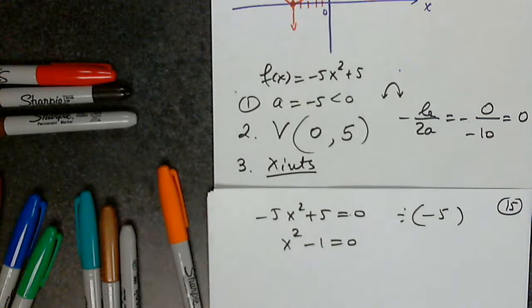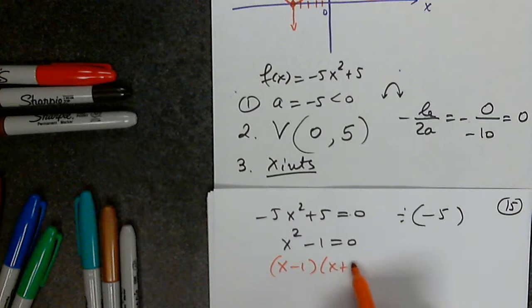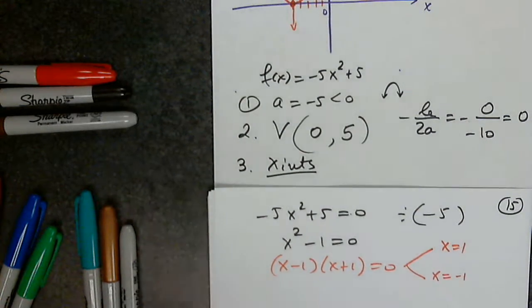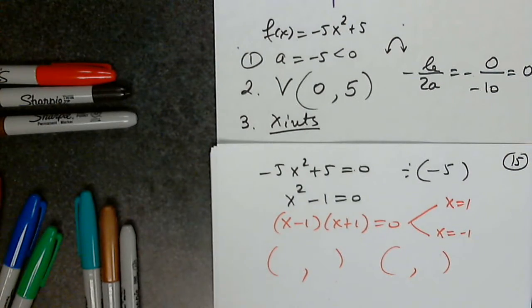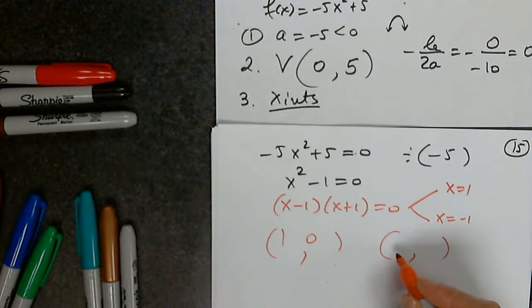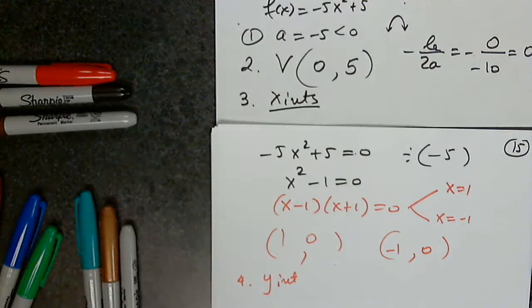I have several ways here. I can factor and get the solutions, or I can move one to the other side and apply what to both sides? Right. Well, it's easier to say x minus 1, x plus 1, and I get two options, 1 and negative 1. So then what are the x-intercepts then? Very good. 4. Y-intercept.